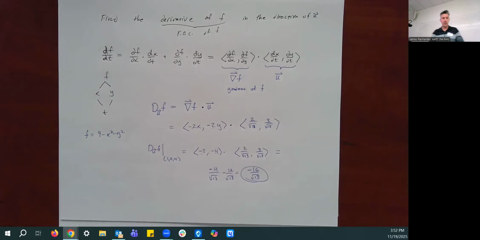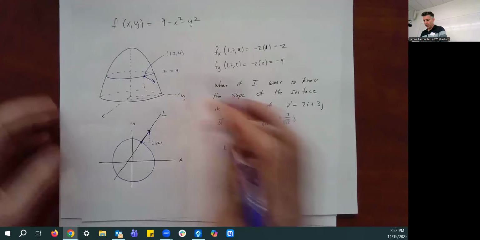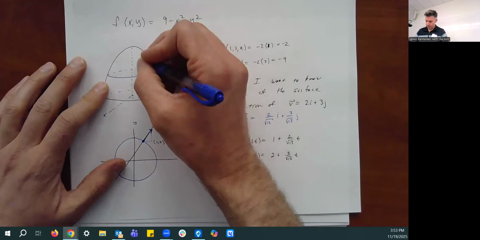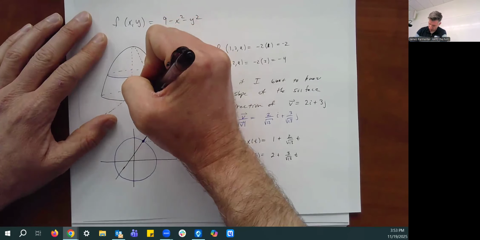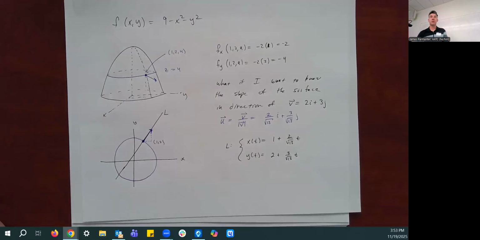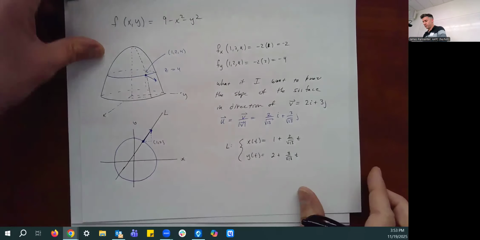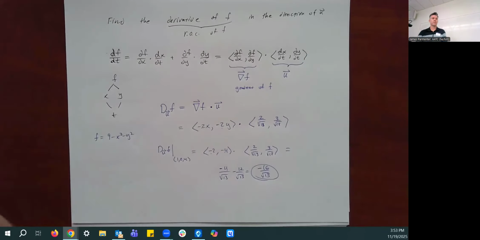So if I was standing on the hill at that point and I moved in this direction, we're going to be going down the hill, and our slope is going to be pretty steep. Cool.